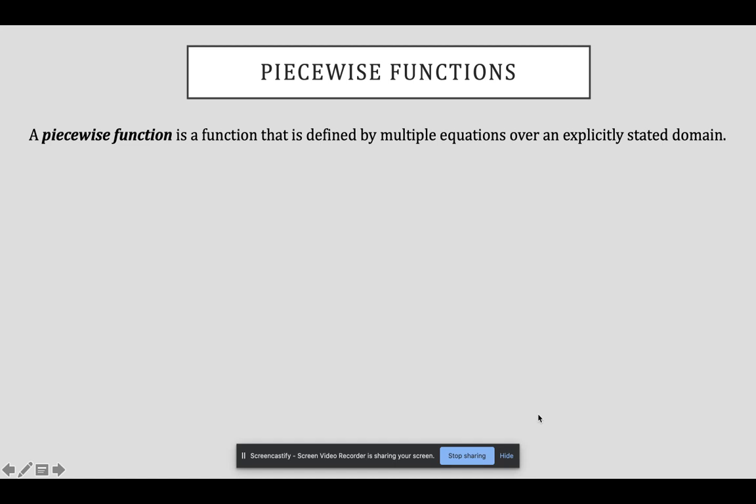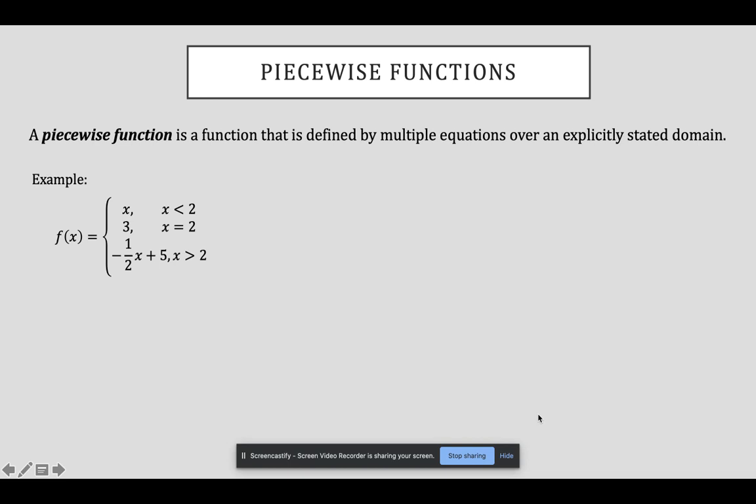Let's take a look at a special type of function, a function known as a piecewise function. A piecewise function is a function that is defined by multiple equations over an explicitly stated domain. For example, here we have the function f of x is equal to x, comma x is less than 2, f of x is equal to 3, comma x is equal to 2, and f of x is equal to negative 1/2 x plus 5, comma x is greater than 2.